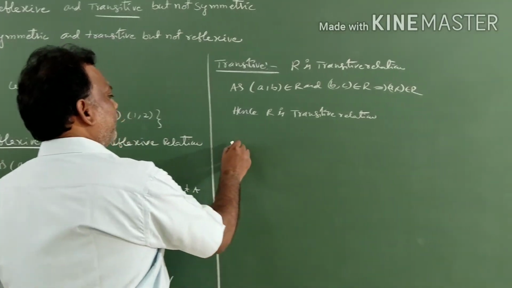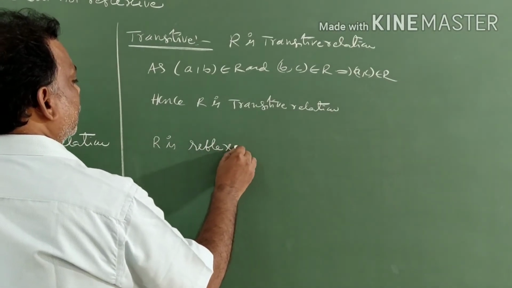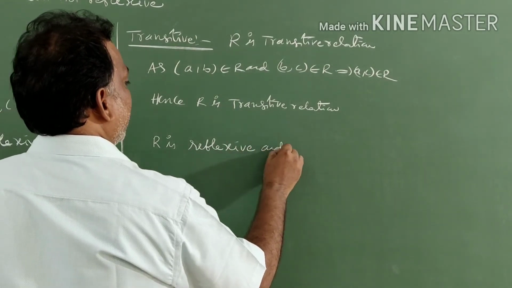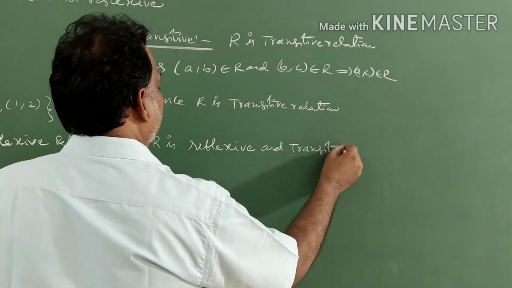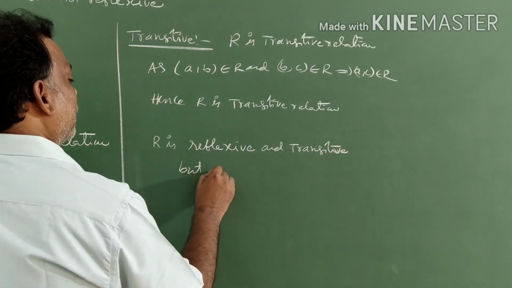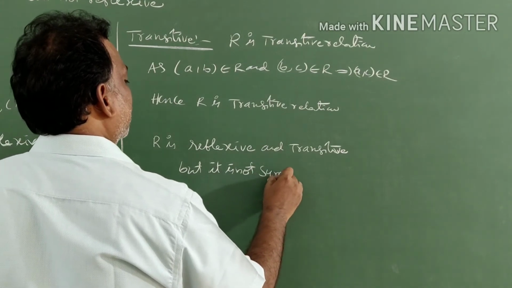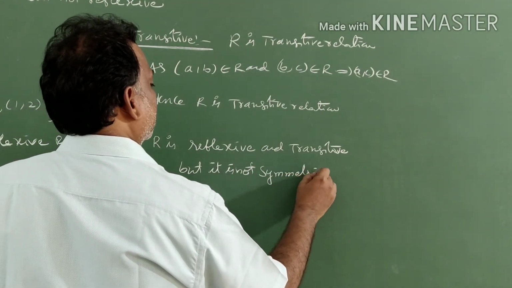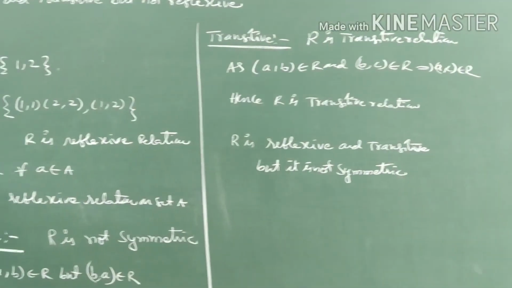So, we can write R is reflexive and transitive, but it is not symmetric. So, the fourth one is completed. Now, we will go through the fifth one.